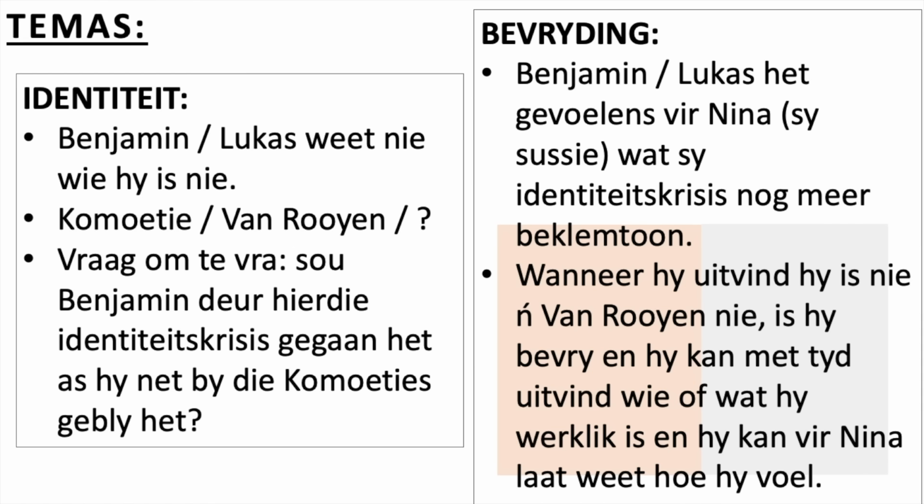En hy kan met tyd uitvind wie of wat hy werklik is, en hy kan van niemand weet hoe hy voel. So when he finds out that he's not a van Rooyen, he is somewhat free, he is somewhat emancipated, and he can figure out who he is or what he is through time. But it is really good when he finds this out, because he can actually tell Nina how he feels. So like I said, these two sort of go together: once he knows that he's not a van Rooyen, he solves some of his identity crisis problems.